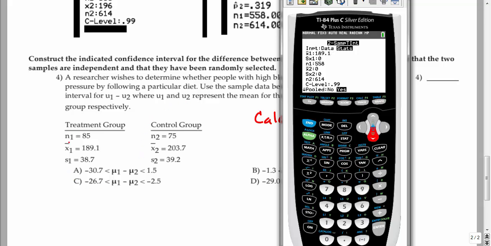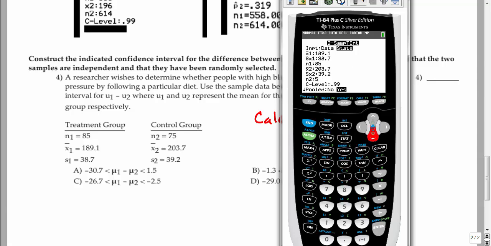My standard deviation of my X's is given here as well for my first group. My treatment group is 38.7. My sample size for the first group, the treatment group, is 85. X2 is right over here for the control group, 203.7. And the standard deviation is 39.2. And my sample size for the second group is 75.